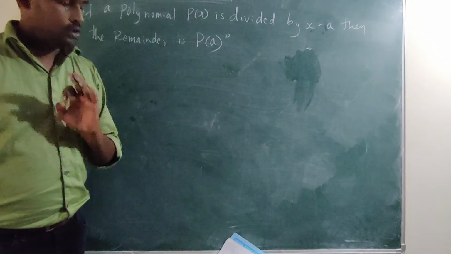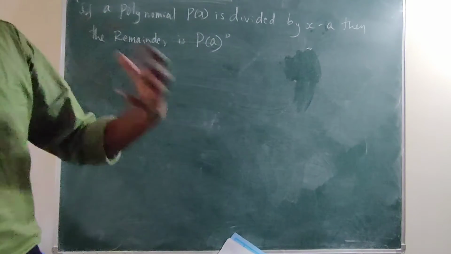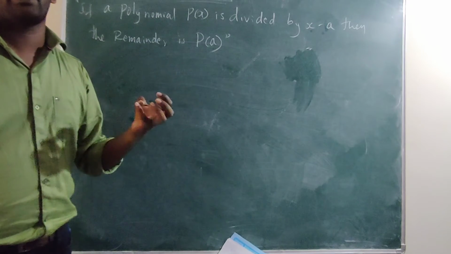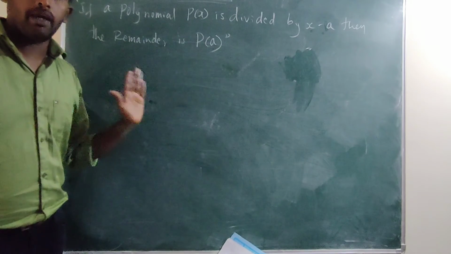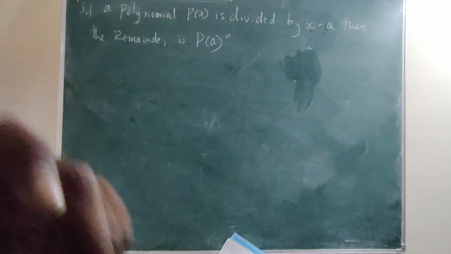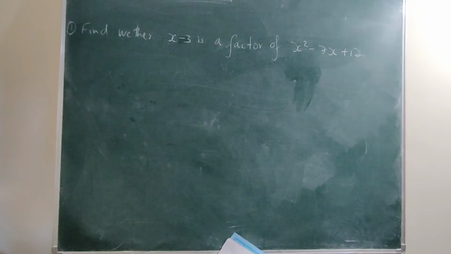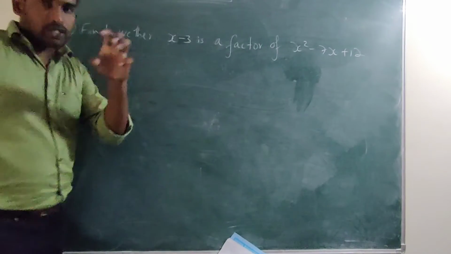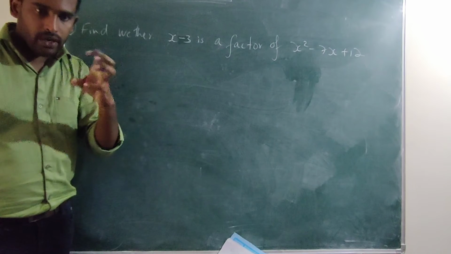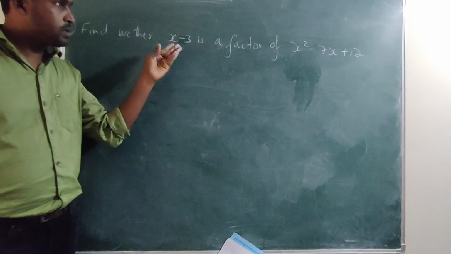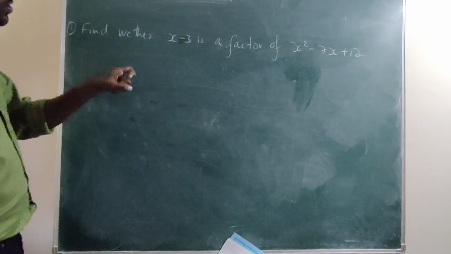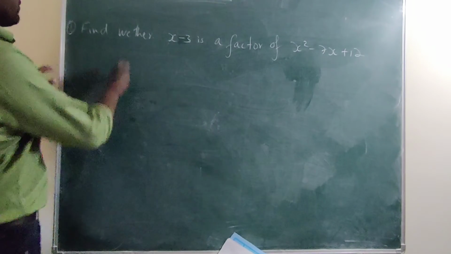Any doubt? No. Fine. I would like to explain the next concept, that is the factor theorem. I think the remainder theorem concept is clear. Okay, fine, students. Next concept is the factor theorem. Using the remainder theorem only we can solve this particular concept. Finally, we have to write whether it is a factor or not. How we can write? So simple.